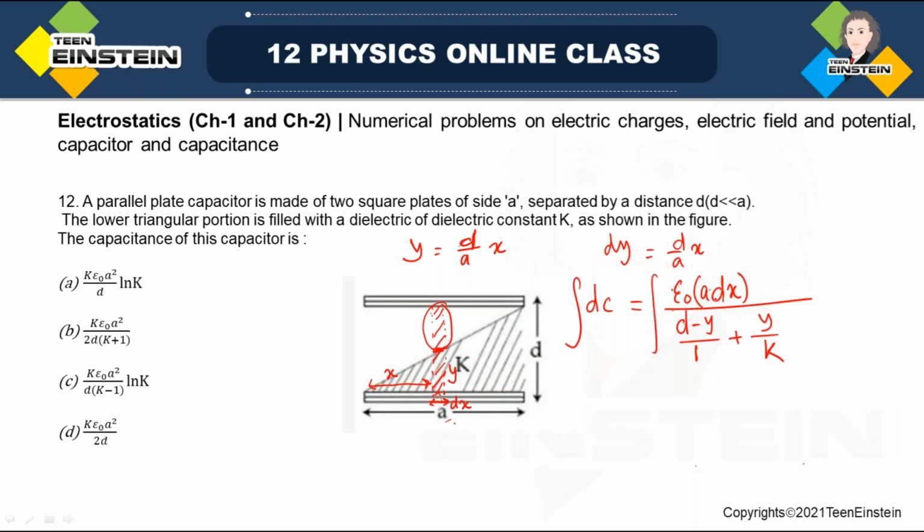You might be thinking why this area is a dx. Let me write. See, this much, if you think, is y into dx, right? This much is y into dx. You can write from here y is equal to d by a into x. Anyway, so the area will be a into dx.